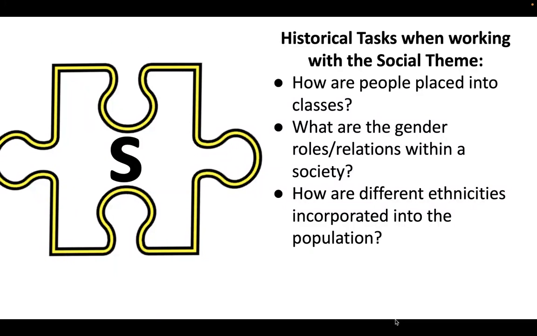When you talk about the social theme, this is simply social classes, gender roles, roles between men and women, and how different ethnicities kind of work together. So, obviously, in Forsyth County, people are put into social classes according to their wealth. It is a very patriarchal, male dominated society, but women do have some rights. And different ethnicities are welcomed into our society. Even though there is racism, they're welcome into society and included.